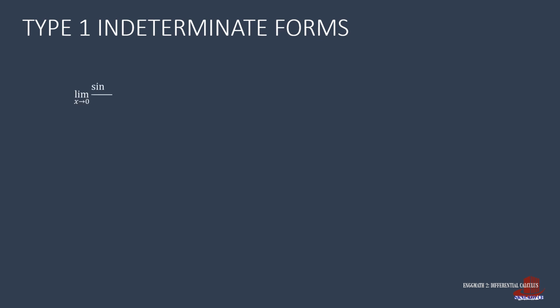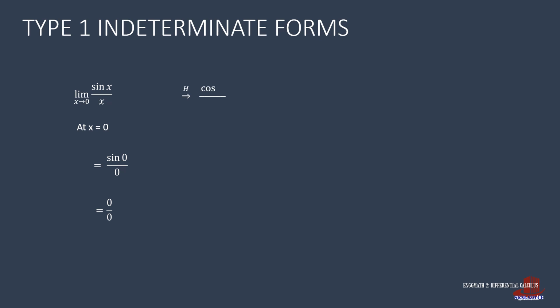First, let's find the limit of sine of x over x as x approaches 0. If we plug 0 into x, the expression turns out as sine of 0 all over 0, where sine of 0 is also 0, giving us a result of 0 all over 0, which shows that this is a type 1 indeterminate form. Let's transform the limit expression into its derivative using L'Hopital's rule.